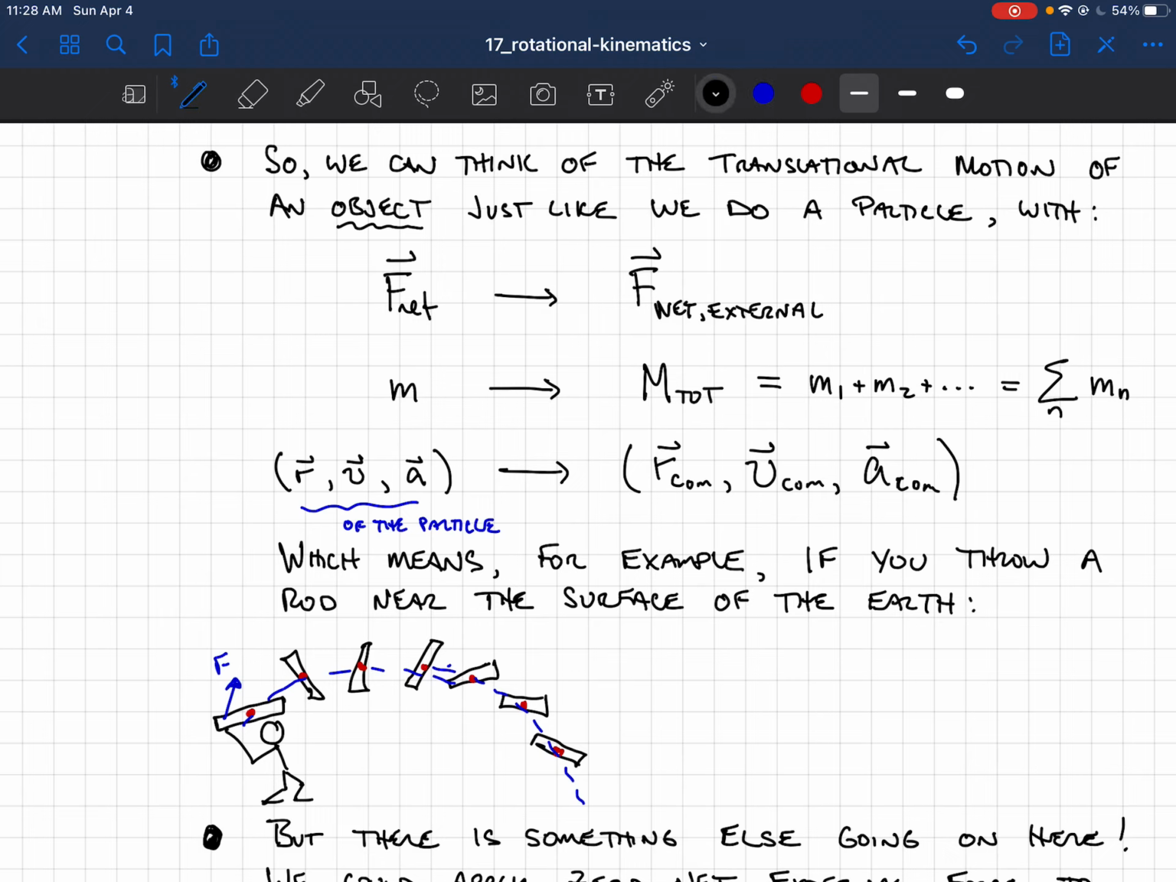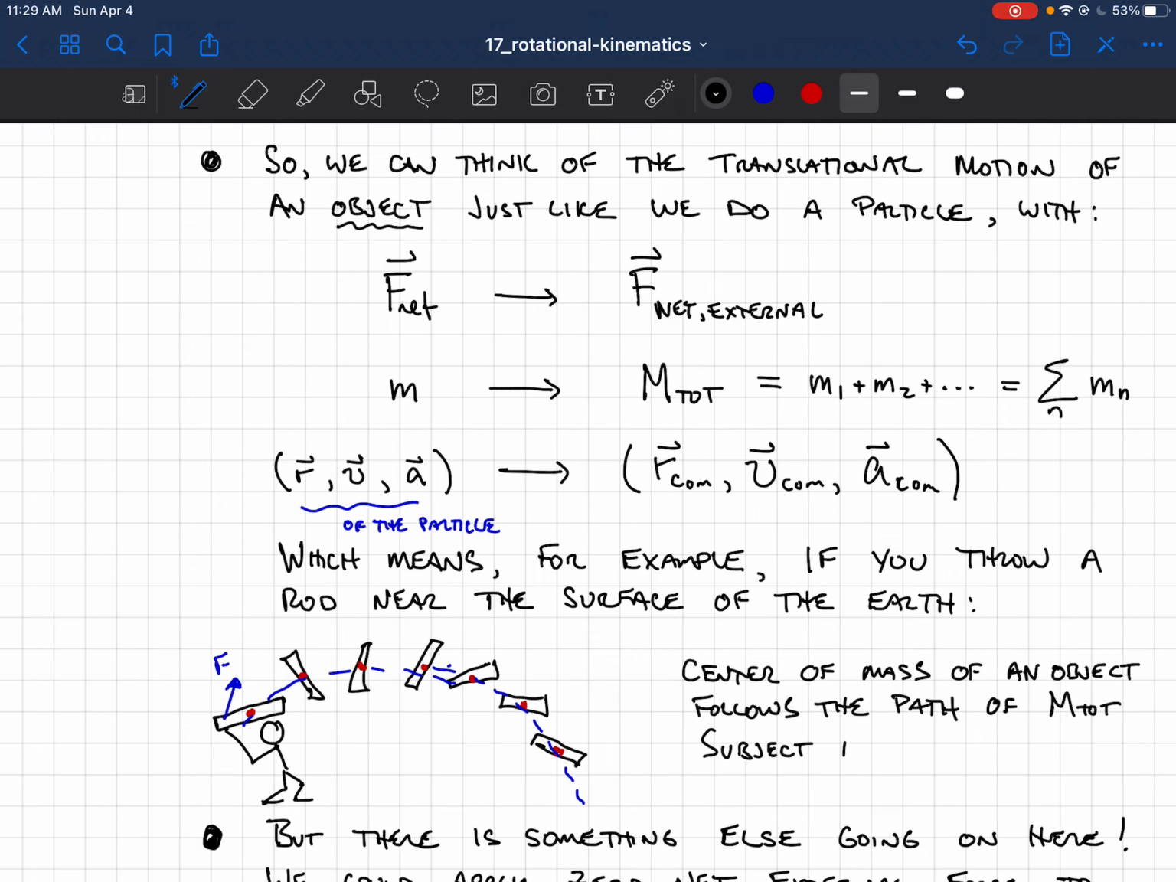So let's just summarize this. The center of mass of an object follows the path of, and we could say, M total subject to F net external.